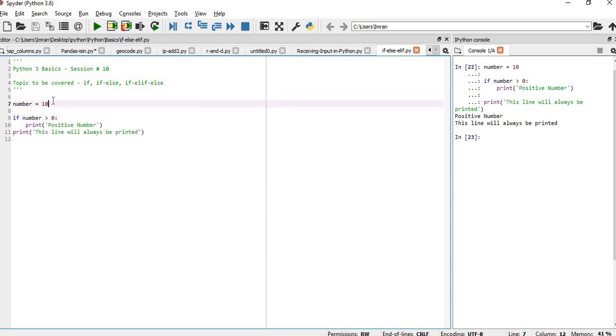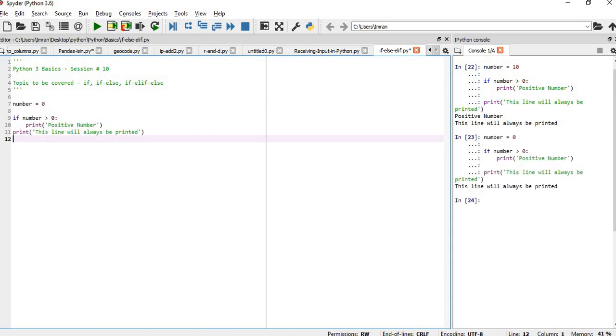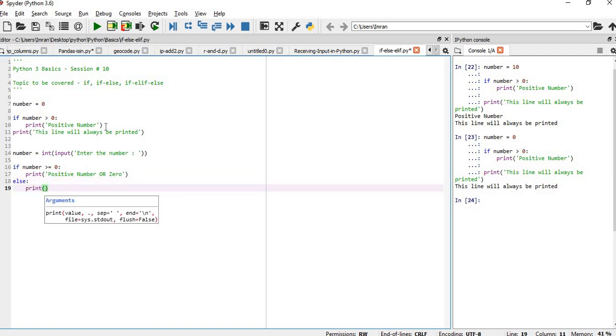Now what we'll do, we'll make this number 0. In this case, our if condition will not be satisfied and only the last line will be printed. Similar will be the case with negative. Now, I have already explained how we take the input from the user. So we'll say number is equal to input, and now again we'll write one more if-else. In this case, we'll say if number is greater than or equal to 0, print positive number or 0. If this is not the case, then we will say else print negative number.